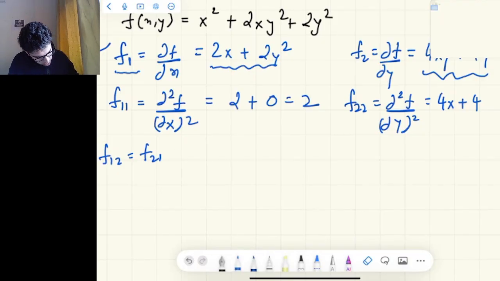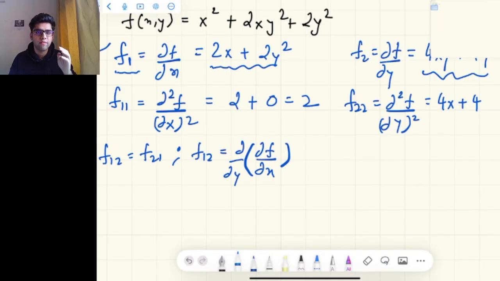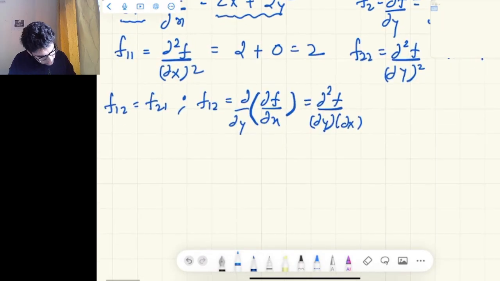I'm using F12. So first of all, let's just use and show you F12. So F12 is, basically, del square F by, or let me just show you again. So del F upon del X was already given to me. Now I am finding the partial derivative of del F upon del X with respect to Y. So this becomes del square F by del Y and del X. So this gives me F12. So F12 is del square F del Y del X, yes.